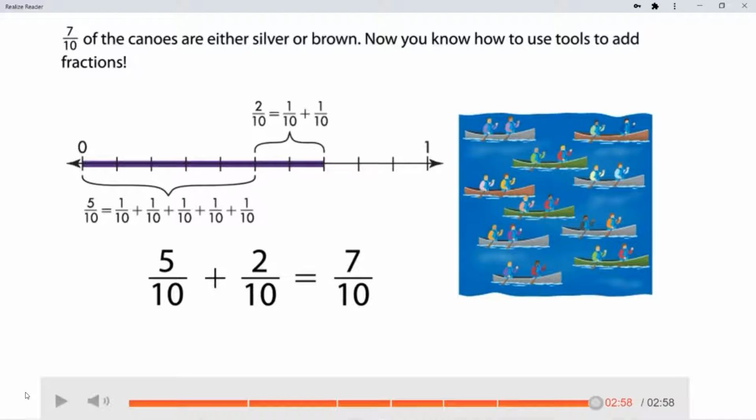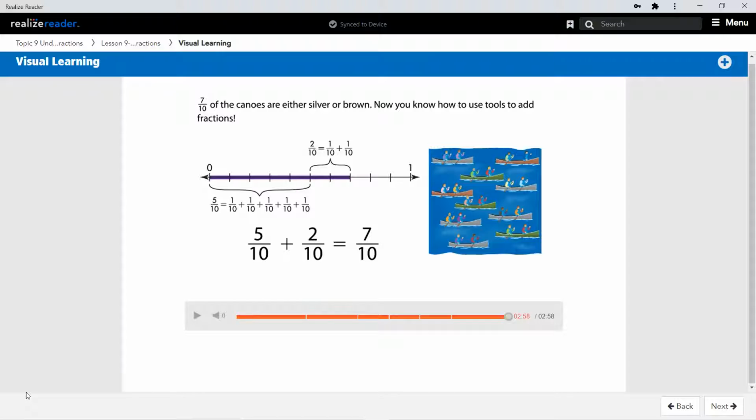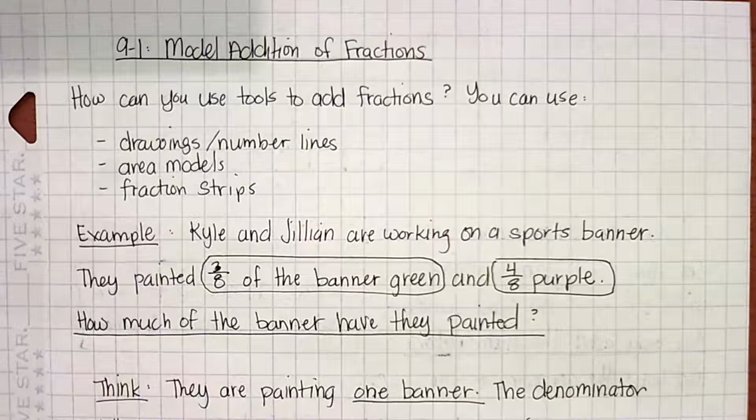Okay, so pay attention to their number line over here. When they showed you 5/10, they showed you how they made 5/10. So 5 of your 1/10 size pieces. And then for 2/10, again, they showed you how they made 2/10. You make 2/10 with 2 1/10 size pieces. So let's go ahead and switch over and take a look at our notes and our guided practice for this lesson. Now in our notes, you can see we have our lesson title at the top.